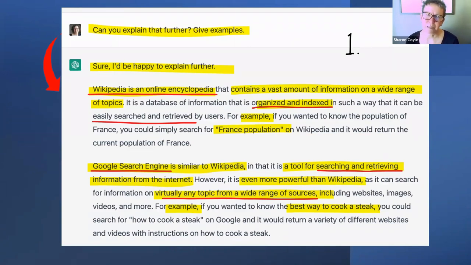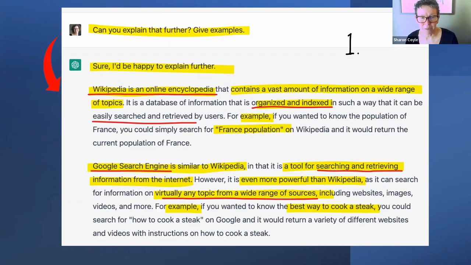So it says, okay, Wikipedia, it's an online encyclopedia with a vast amount of information on a wide variety of topics. It's organized and indexed, easily searched and retrieved. And it gave me an example. Then I said, okay. And then it talked about Google search engine. It's similar to Wikipedia. It's also a tool for searching and retrieving information from the internet. So as opposed to Wikipedia, which is sort of a closed set of information, Google searches everywhere and all sorts of sources. So it's more powerful than Wikipedia.